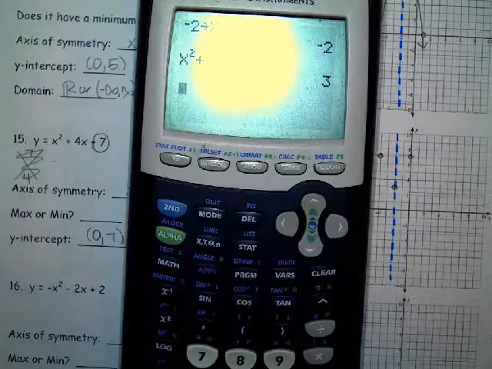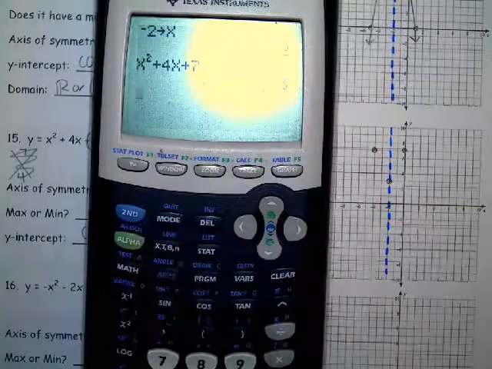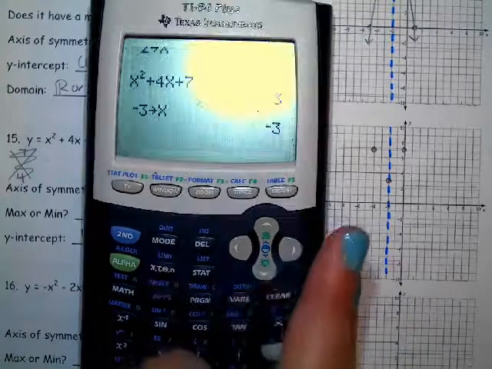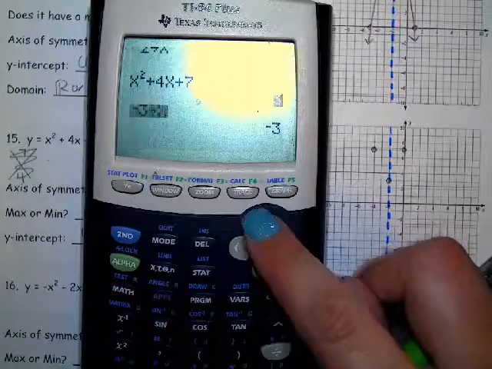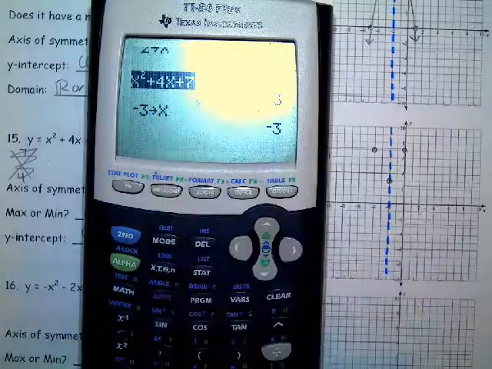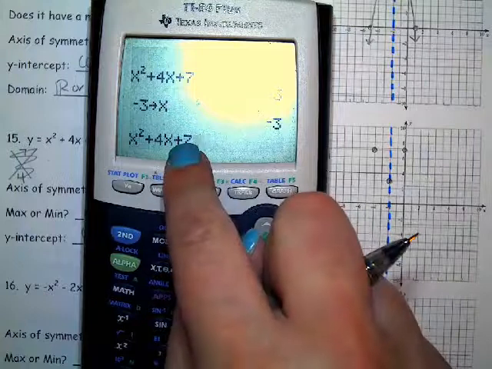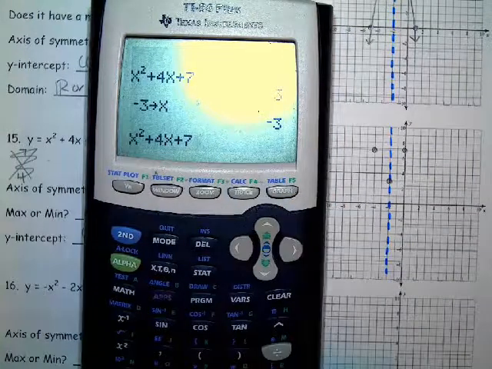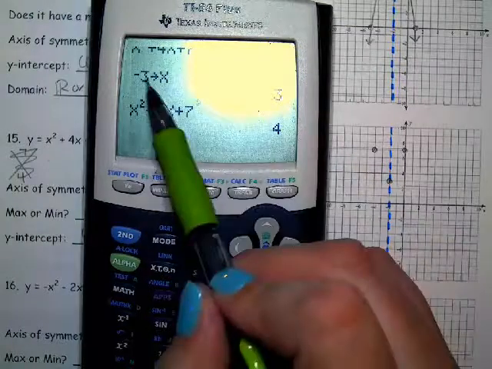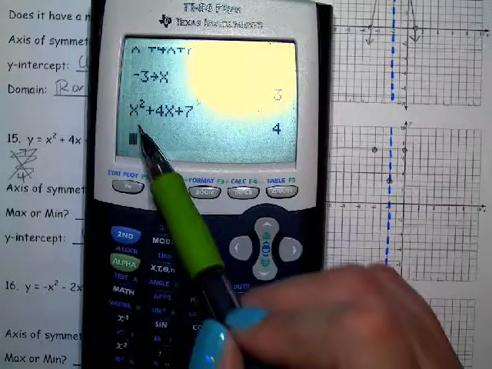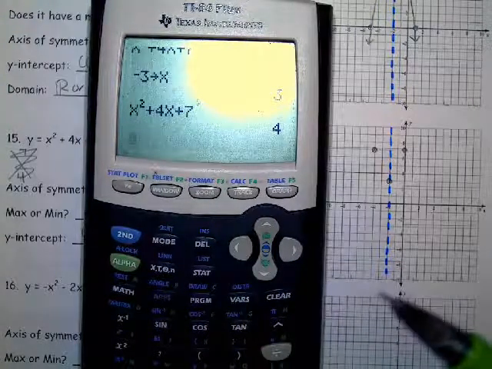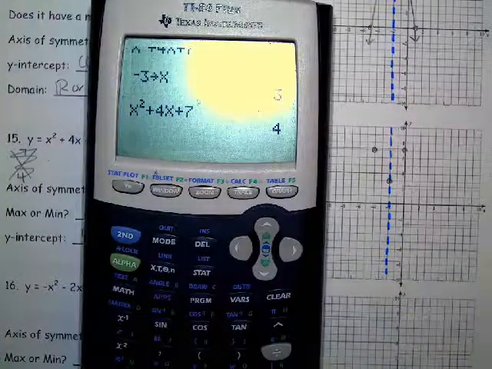And I'm lazy. I don't feel like typing in this equation again. So what I'm going to do is go right up here and highlight it, and press enter. So it's back on my screen again. And I'm going to press enter again. It's going to spit out 4. Since I stored negative 3 in my calculator, this time when I pressed enter, it plugged in negative 3 instead of the last number that I stored. It's plugging in the new number that I stored this time.